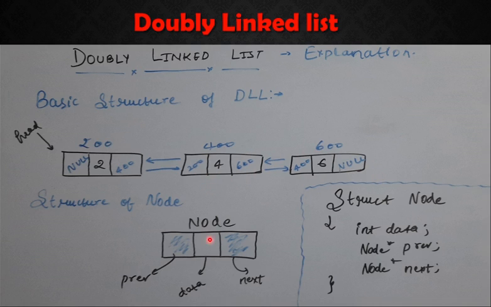Now coming back to the node structure, you can see we'll have three parts. Here is the data part which stores the data. Here is the previous part which stores the address of the previous node, and here is the next part which stores the address of the next node, right?